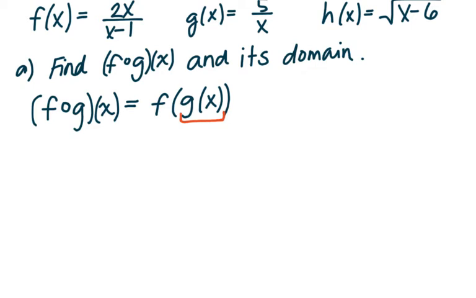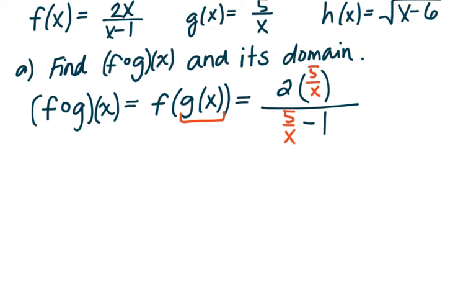So this is telling us we're going to take function g, which is this function 5 divided by x, and it's going to become the input. We're going to substitute it into function f everywhere that we have an x. So every x in the function f is going to become 5 divided by x. So this looks like 2 times the quantity, but in place of x, we're substituting in 5 divided by x, all divided by, instead of x minus 1, 5 over x minus 1.